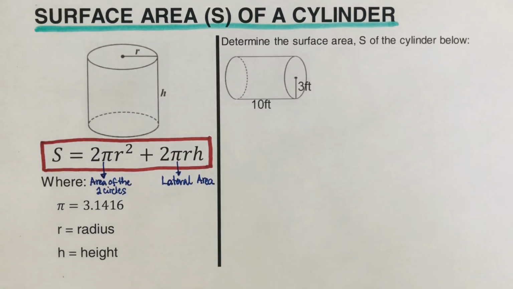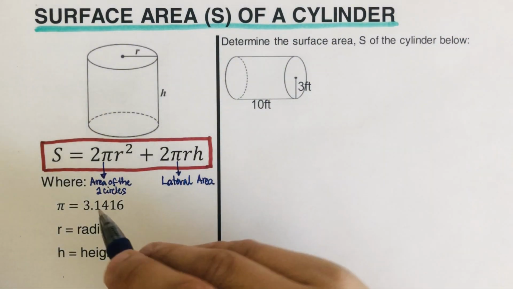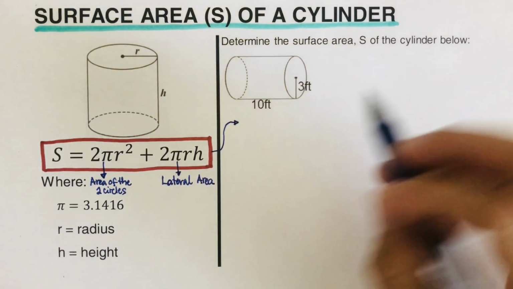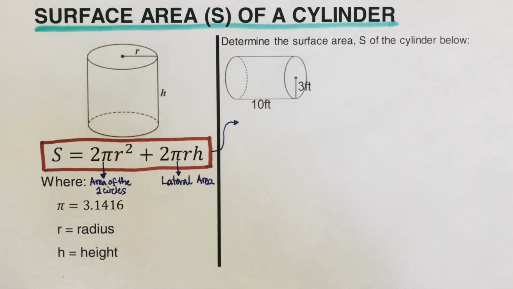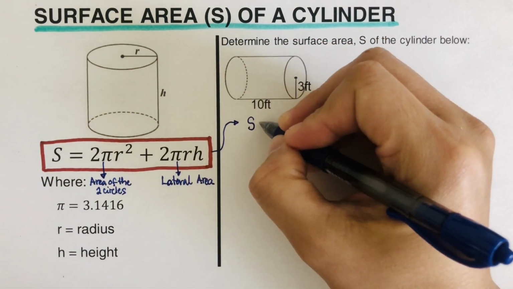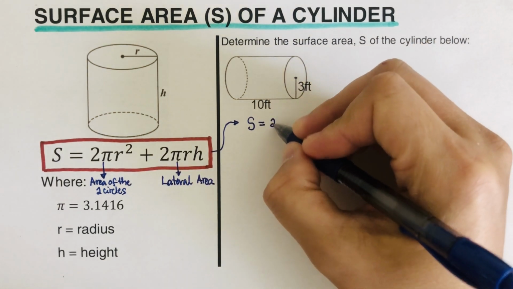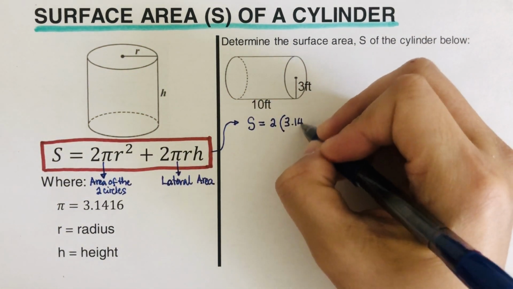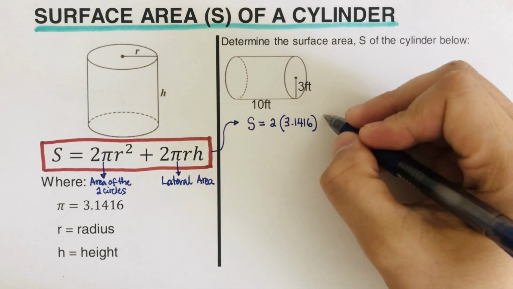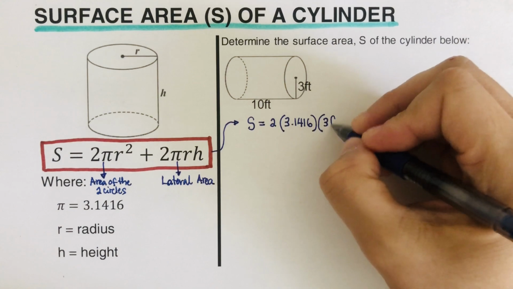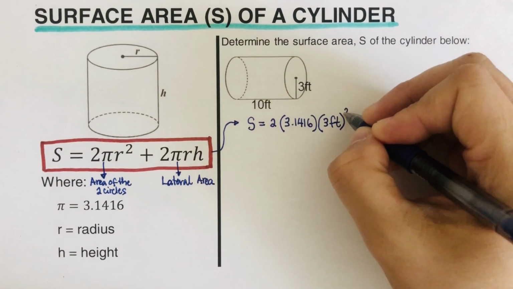Okay, so we go over the problem here. The formula is on the side over here, so we're going to use this to find the surface area for this cylinder. I'm just going to plug the values in here. So the surface area is equal to 2 times our pi, which is 3.1416, times the radius, which is 3 feet. So I'm just going to write 3 feet, and that's squared.